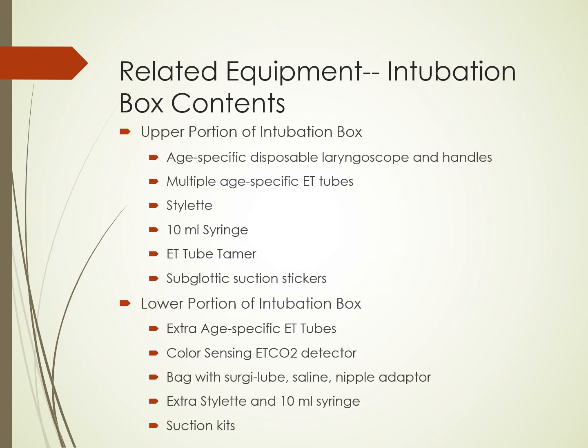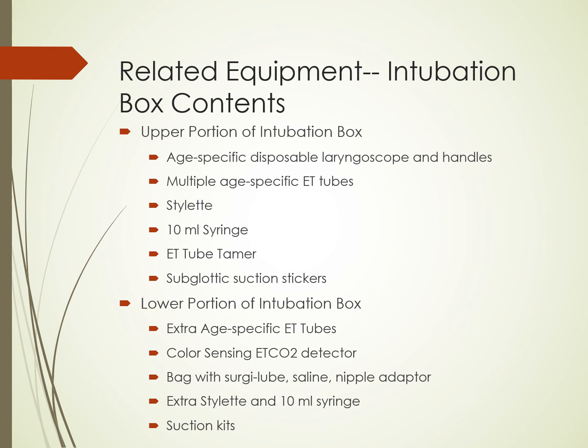A little more elaboration on the contents of an intubation box. Many hospitals and healthcare organizations have a similar approach. They have a top portion and bottom portion of the intubation box. In the top portion, age-specific disposable laryngoscopes and handles. Those would be more the old-fashioned type, but more and more organizations are starting to put video laryngoscopes in those as well. Multiple age-specific ET tubes, and I'll show you more on that in an ensuing slide. A stylet, probably 2 stylets, a 10 ml syringe for inflating the cuff, etc.